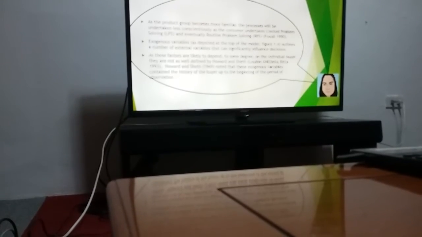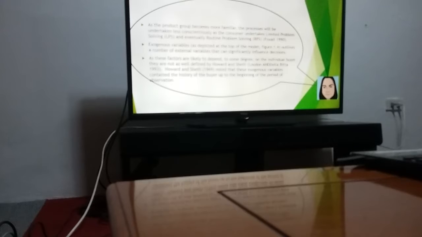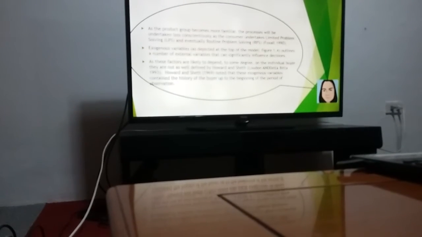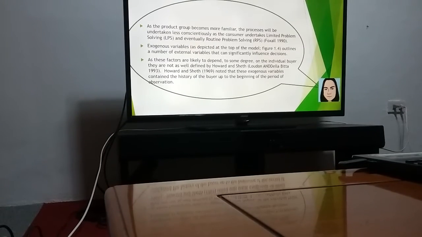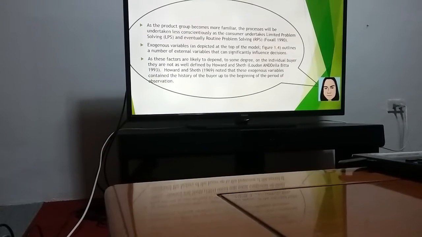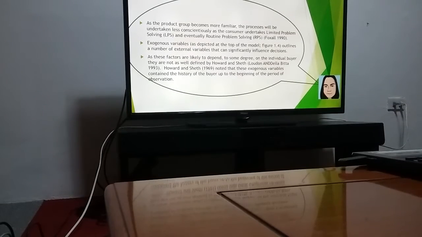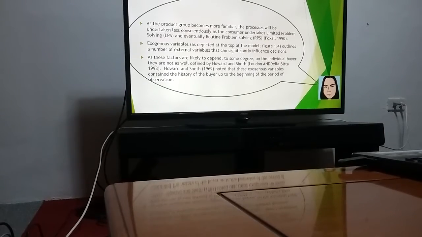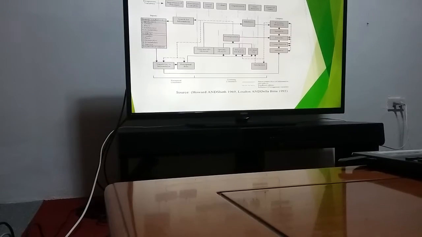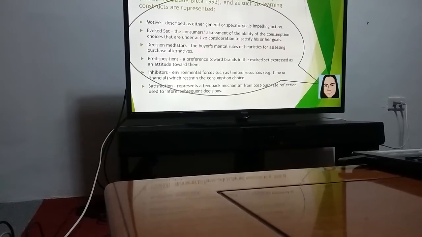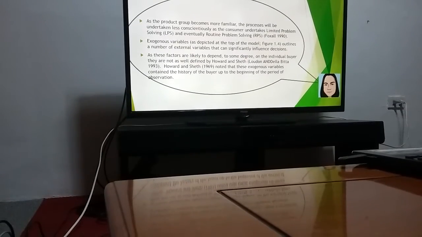Yun ang mga tanong. So, as the product group becomes familiar, the process will be undertaken less conscientiously as the consumer undertakes limited problem solving and eventually routine problem solving. So, the more na familiar kayo sa product, hindi na ma-extend ang problem solving ninyo. For example, hindi na natin iniisip minsan ngayon, 'di ba? Dahil hindi araw-araw naman tayong bumibili or every other day ng shampoo. Hindi na natin iniisip, hindi na tayo dumadaan dun sa process ng quality. Yung kanina, yung balik tayo dito, hindi na natin ginagawa to. Quality, price, distinctive availability. Agad-agad, alam na natin kung anong shampoo yung bibilhin natin or anong sabon.